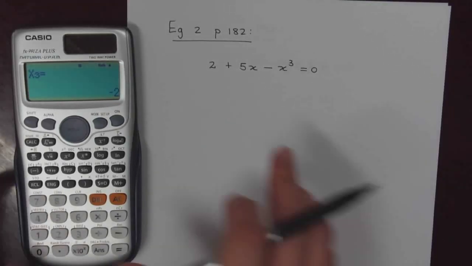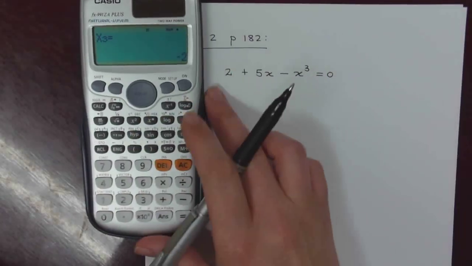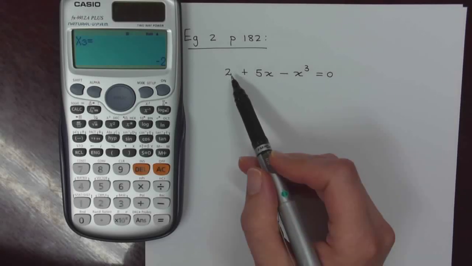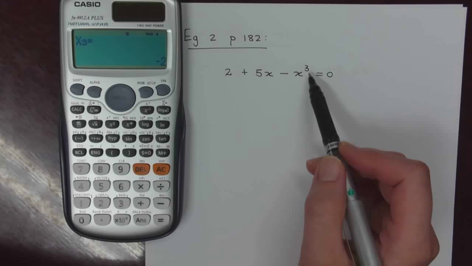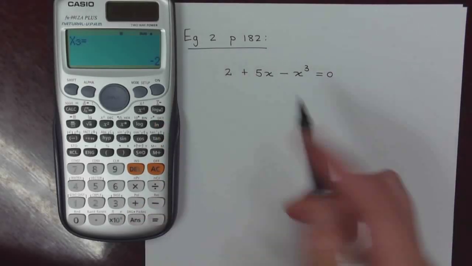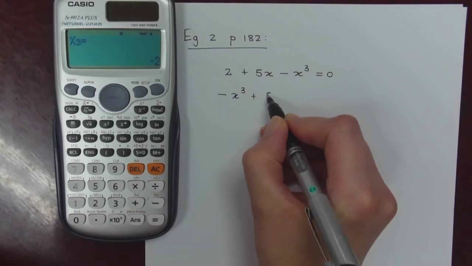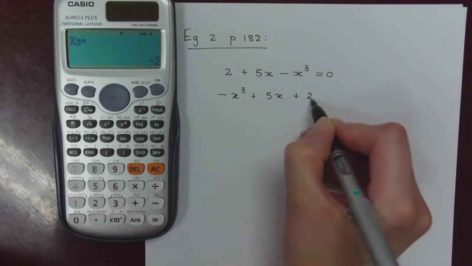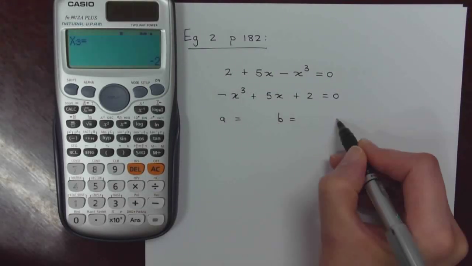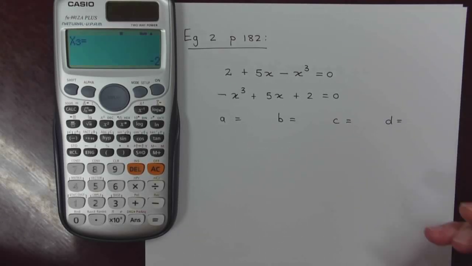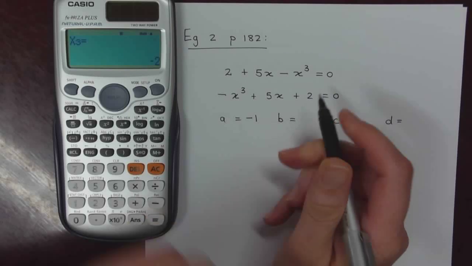Right, so let's do another example, simply using the calculator. So in this case, please watch out because they've now thrown the order around. This is not in descending order of powers, this is an ascending order of powers. So I'm going to have to first write it in standard form, which in this case is minus x cubed plus 5x plus 2 is equal to 0. Now when I write down that a, b, c, and d value, just watch out please people, because a is the coefficient of x cubed, so that's negative 1.